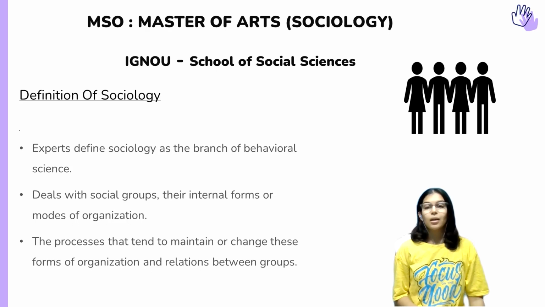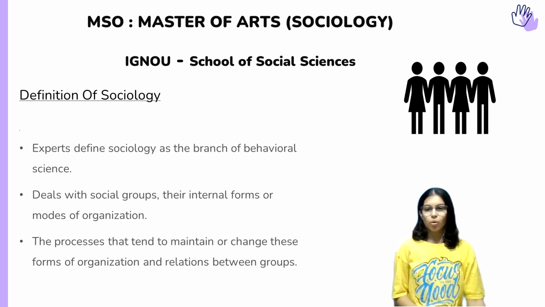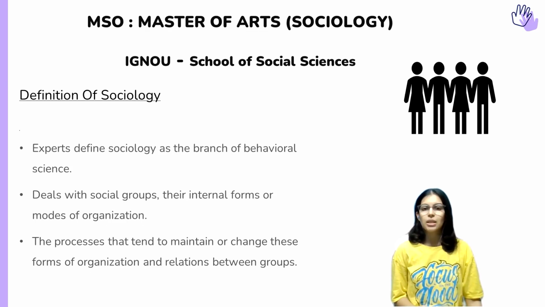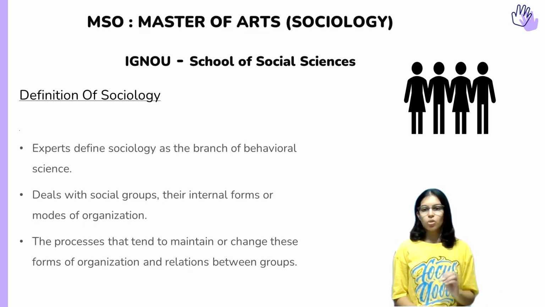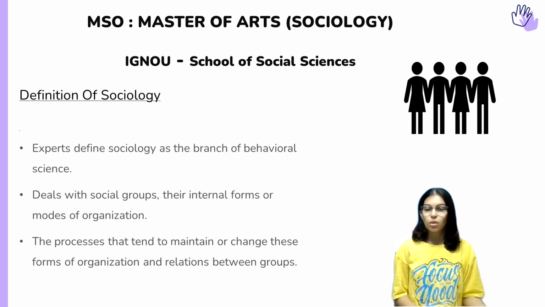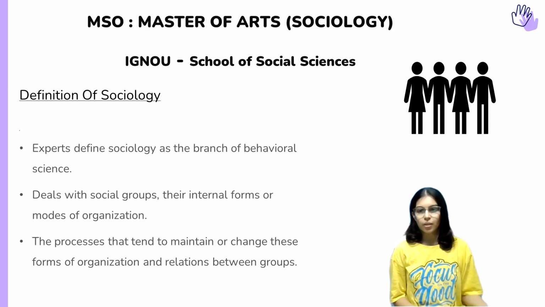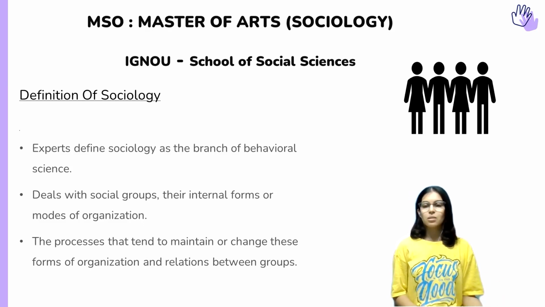Now, in order to understand the course, first of all, we will start with the definition of sociology. Experts define sociology as a branch of behavioral science. Remember that sociology comes under the branch of behavioral science because basically in sociology we study human behavior. That is the primary subject, the primary field of discussion in this subject.